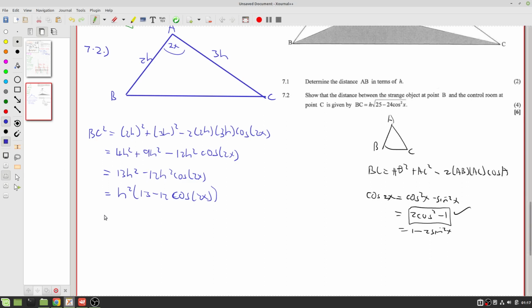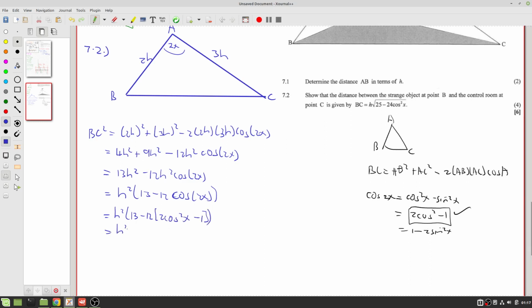So let's apply it. Still got our h squared. And then we've got 13 minus 12, and instead of cos 2x, we're going to rewrite cos 2x as 2 cos squared x minus 1. So here we've got 2 cos squared x minus 1.